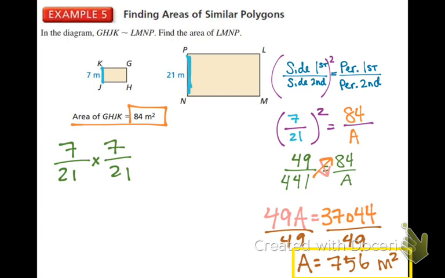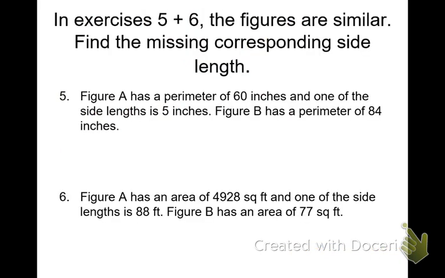We've got those last two. In exercises 5 and 6, the figures are similar. Find the missing corresponding side lengths. So we're going to have to decide if we're going to use perimeter or area formulas. All you have to do is look for which word they used.